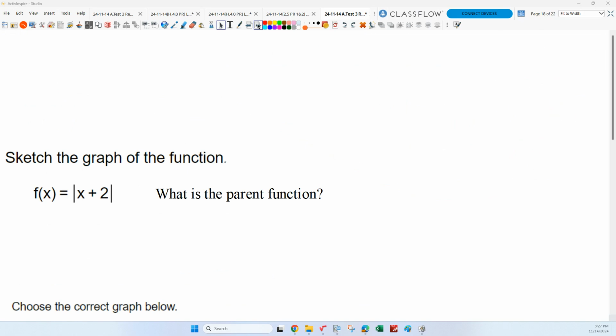All we really have to do here is we just need to know what the parameters are so we know how to graph this thing. Where are we translating our V? Are we stretching or compressing or reflecting it? All that stuff, right?